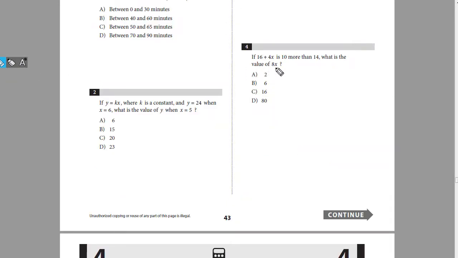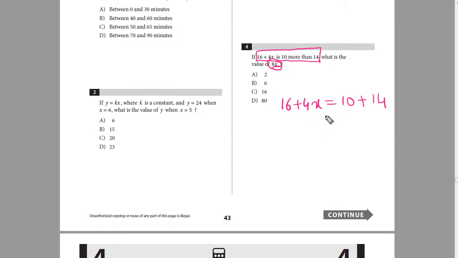Question number 4. If 16 plus 4x is 10 more than 14, what is the value of 8x? Now we have to convert this description into an equation. So it says 16 plus 4x, is means equal to, 10. I'll write 10 over here. More than means plus 14. So this is the equation, and we have to work out the value of 8x.